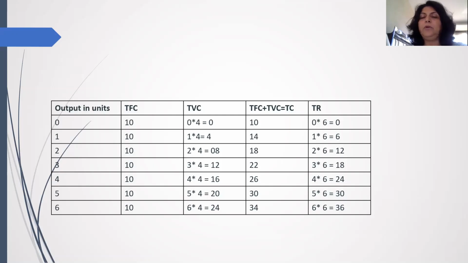TR is total revenue. Since the price of the output is constant, the price is 6, 6, 6, 6, and AR is 6. Obviously, with the increase in output, you will get more and more TR. First it was 0 on 0 output, and as you go on increasing the sales, you will get 6, 12, up to 36.